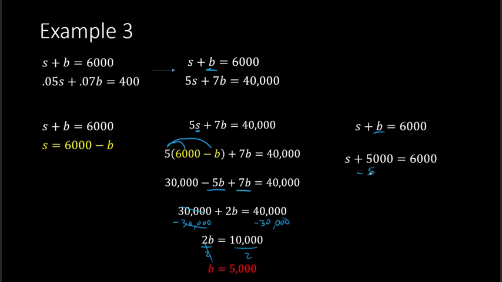We can then subtract 5,000 from both sides. We find that s, the amount invested in stocks, is $1,000. So the amount invested in bonds is $5,000. The amount invested in stocks is $1,000. We can confirm because added together it gives you 6,000 for the total. And if you plug back into the second equation, or back into the original equation, you would find that we have a true statement.